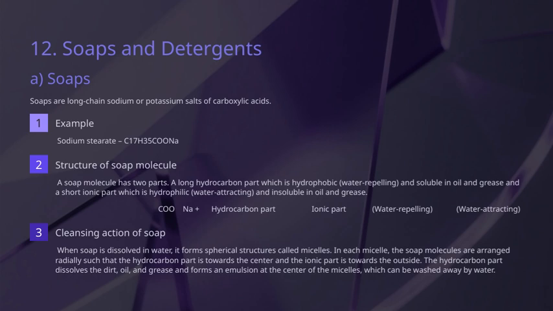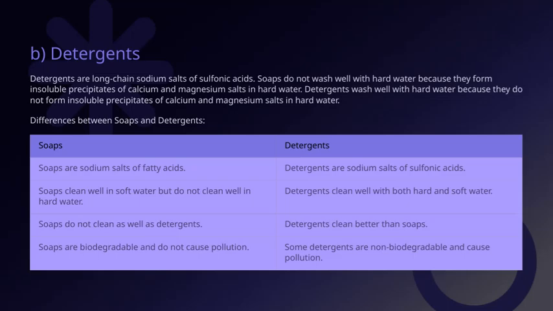Let's take a closer look at the differences between soaps and detergents. First, soaps are essentially sodium salts of fatty acids. They have been used for centuries and are biodegradable, meaning they break down naturally and don't pollute the environment. However, they have a limitation when it comes to hard water. Because soaps form insoluble precipitates with calcium and magnesium ions found in hard water, they don't wash as effectively in such conditions.